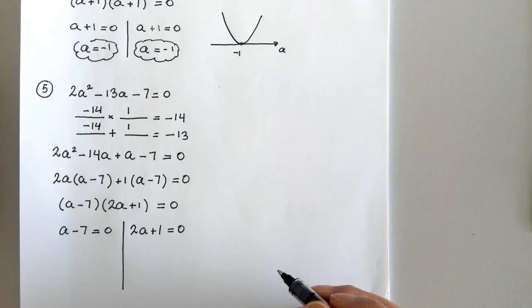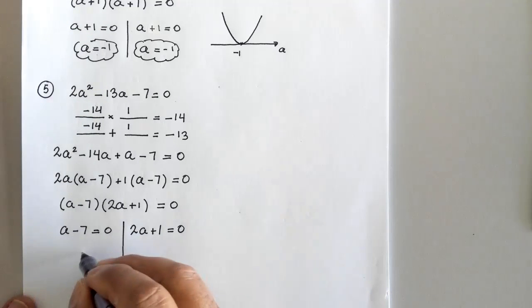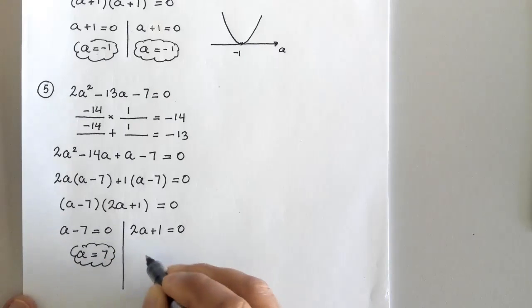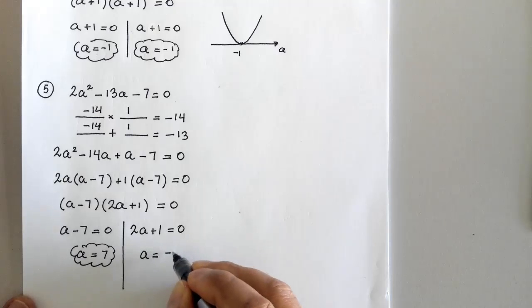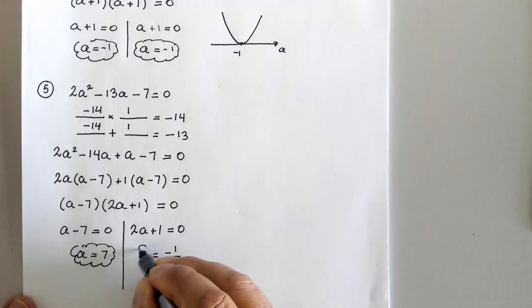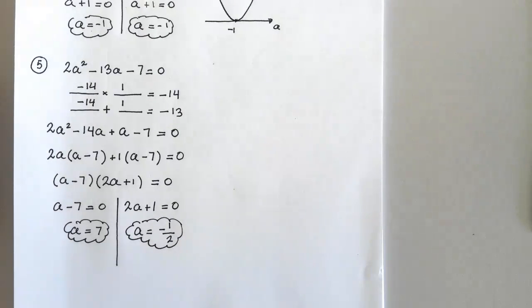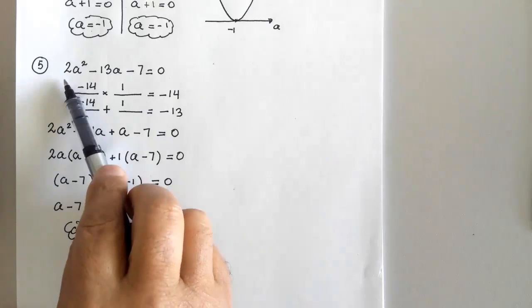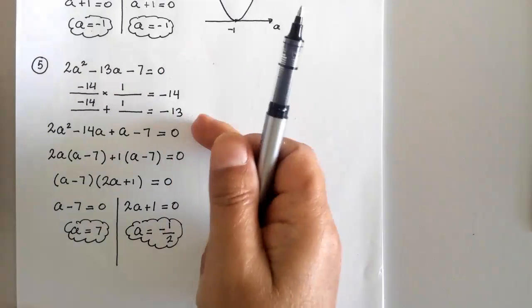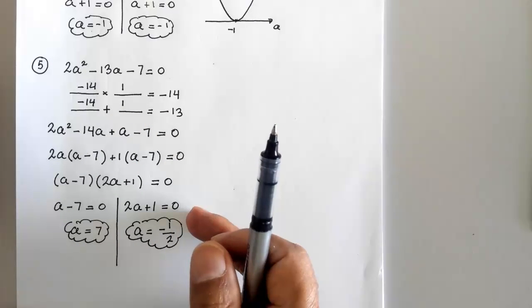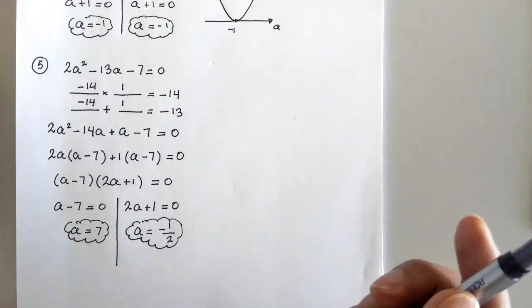Then we're going to do a equal positive 7, so that is one solution. And from here, if you solve for a, you're going to have that a is equal to -1/2. So we can see that even if you have a non-monic, we still can do factorization as we knew, and then we can use that to solve the equation. That is basically what we have to do.